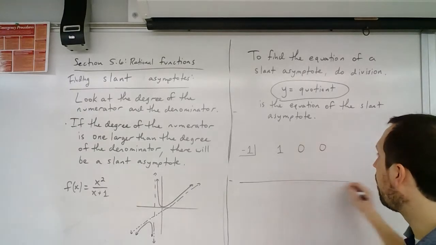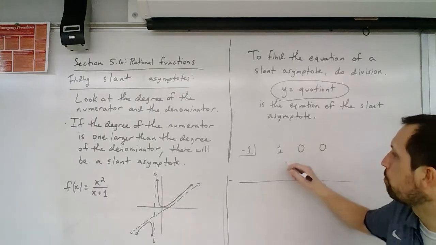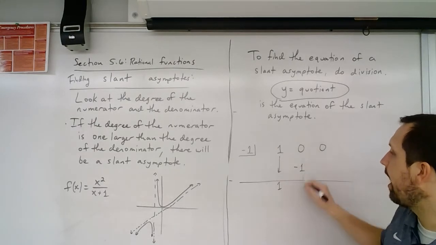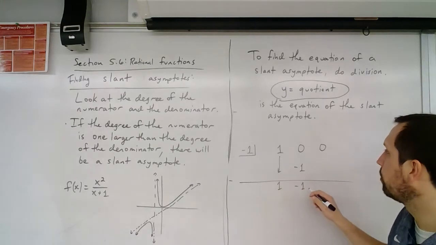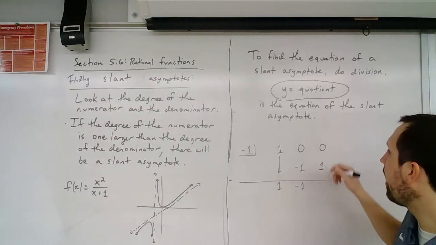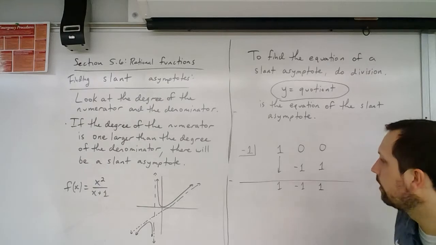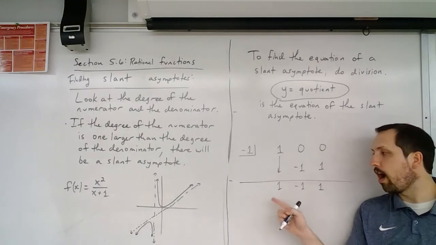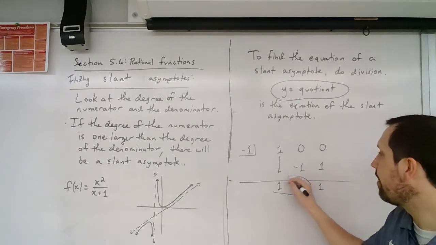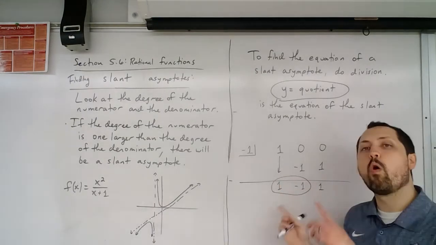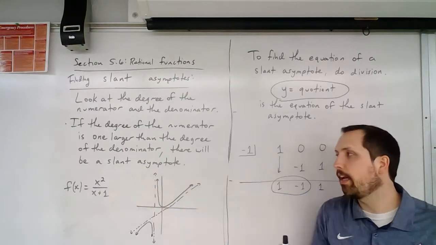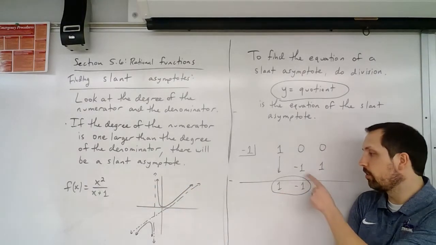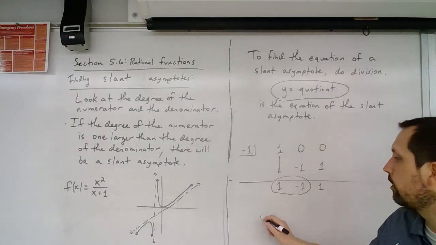Now we set up our synthetic division and bring down the first number. I multiply to get negative 1. I add to get negative 1. I multiply here to get 1. I add to get 1. Now remember, this last number is our remainder. These other numbers form our quotient. Their degree is 1 less than what we divided by, so this will always be a line, basically. So always think that this is just the equation of a line with these coefficients.